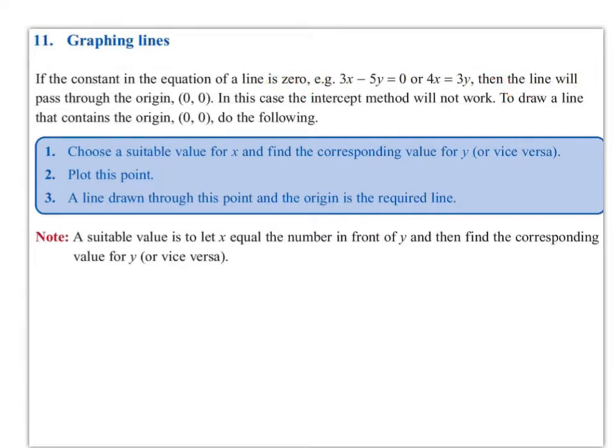To draw a line that contains the origin 0, 0, do the following. 1. Choose a suitable value for x and find a corresponding y value, or vice versa. 2. Plot this point. Number 3. A line drawn through this point and the origin is the required line. So again, personally, I would go for a third point as well, just to be sure. Note, a suitable value is to let x equal the number in front of y, and then find the corresponding value for y, or vice versa.